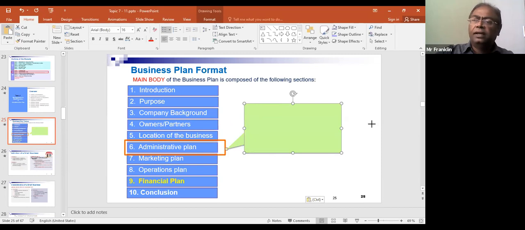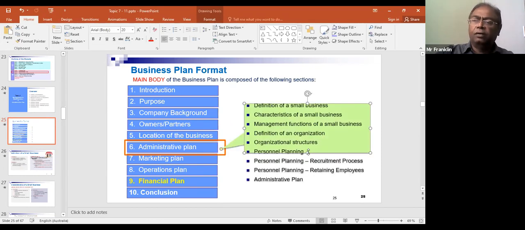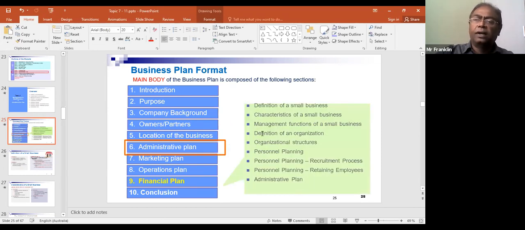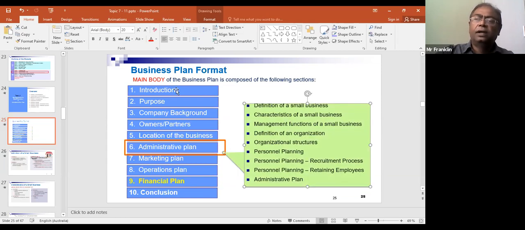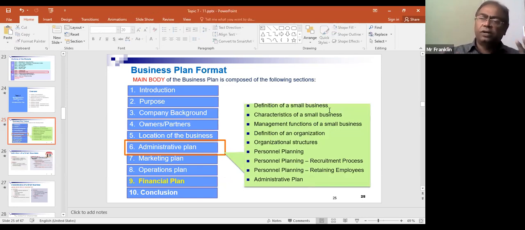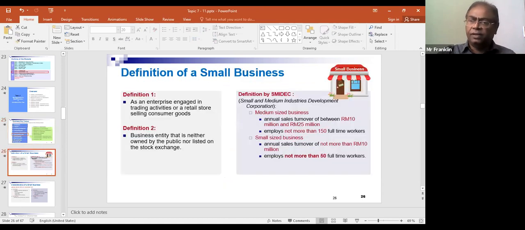For example, financial matters and all that are a bit out of your scope of work. But most of you are already working in this line. So all these things that we're going to cover here will be quite simple for you to understand, right? So we're going to look at the definition of a small business, characteristics of a small business, management functions, organization structure, personal planning, personal recruitment process, retaining employees, and the administrative plan, right? I'm not going to cover all of these in detail, so we'll just run through the simple parts of it.